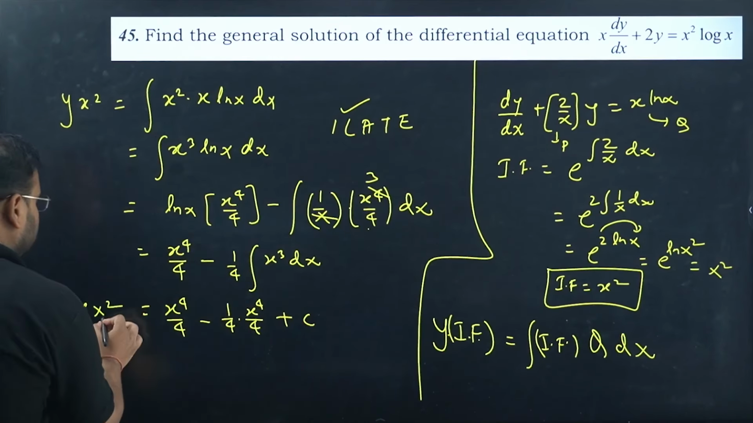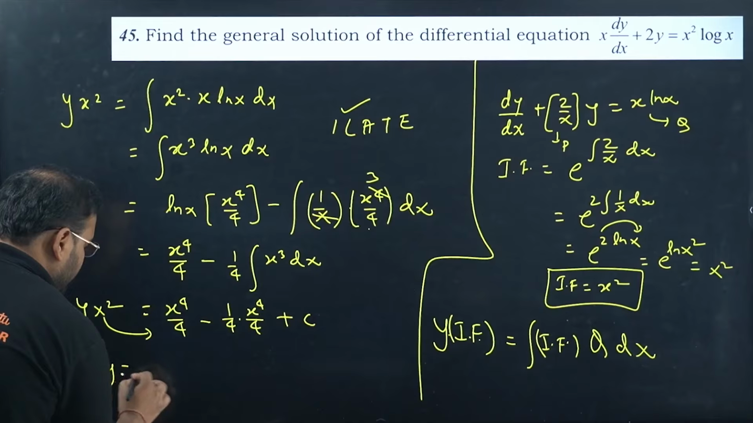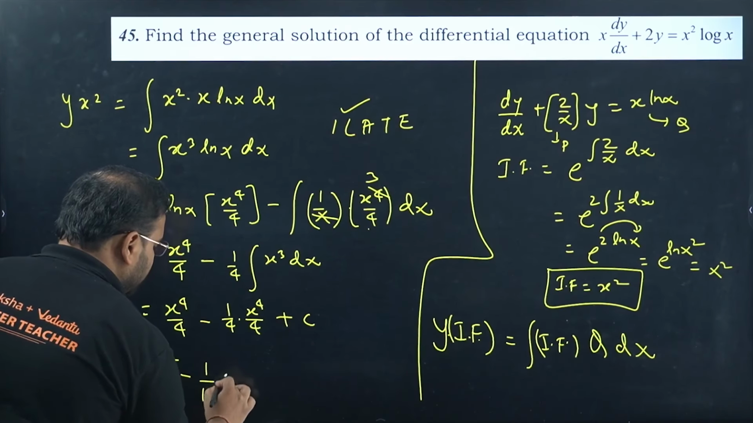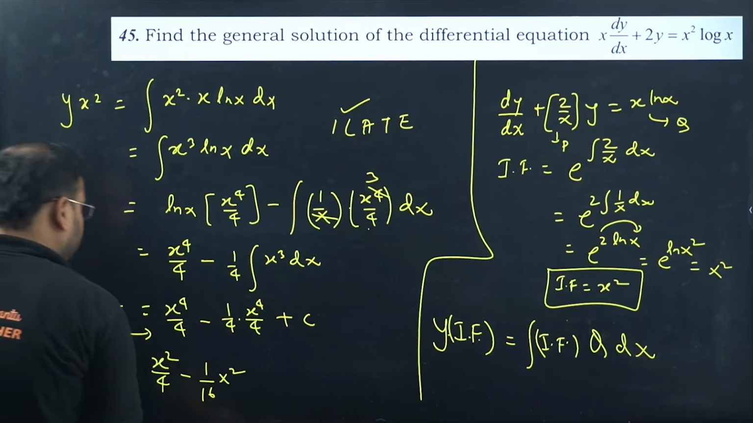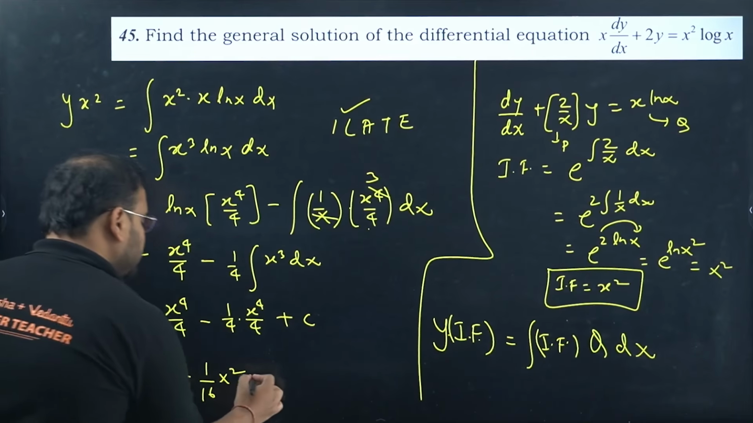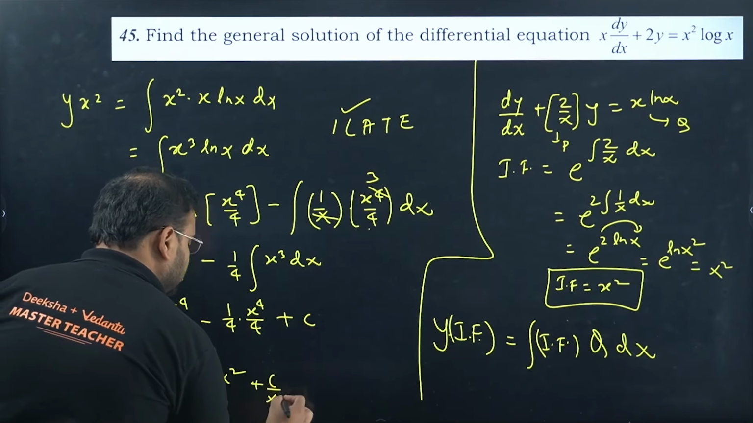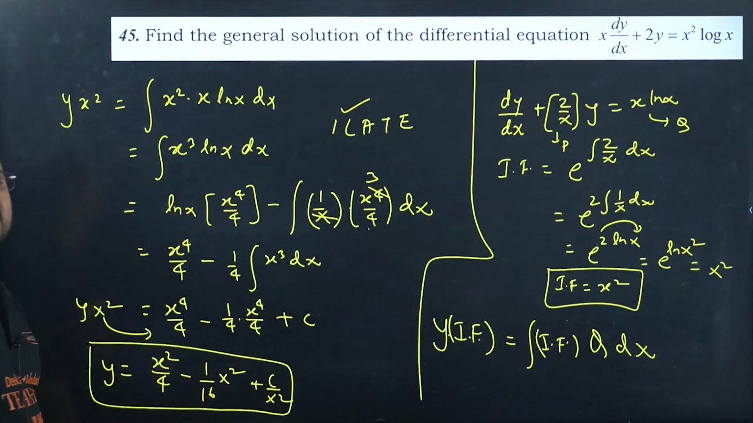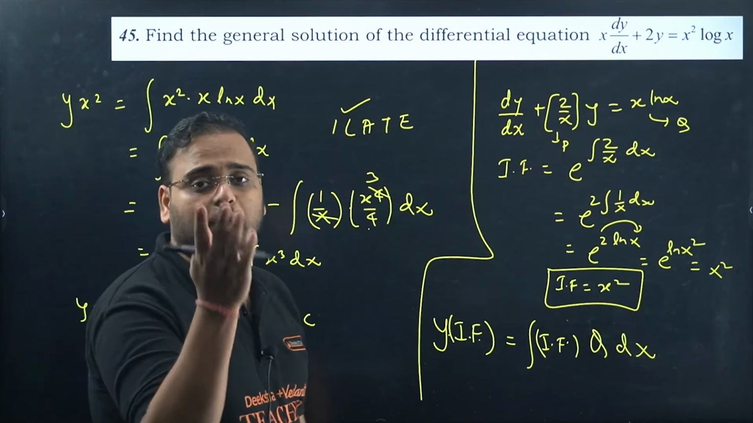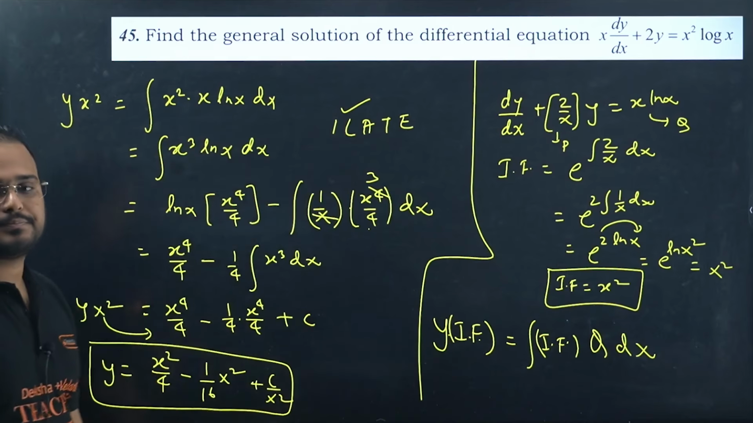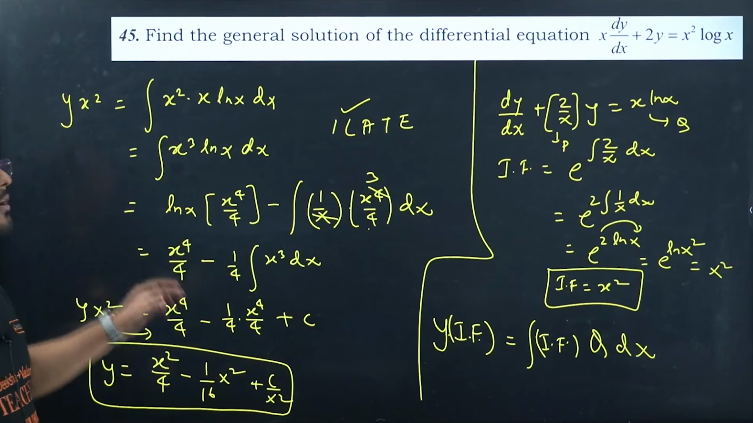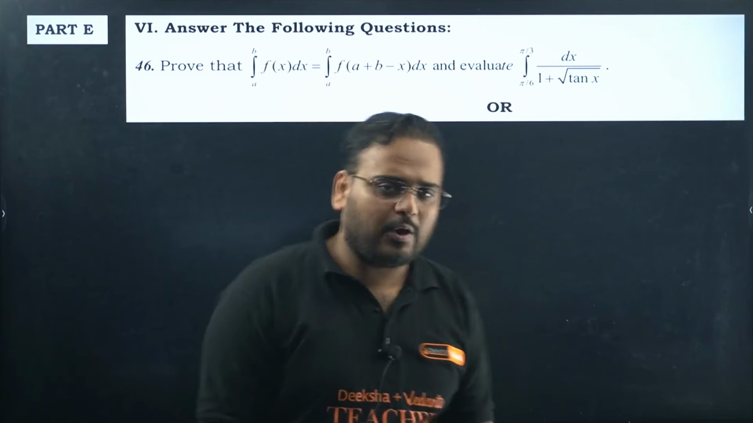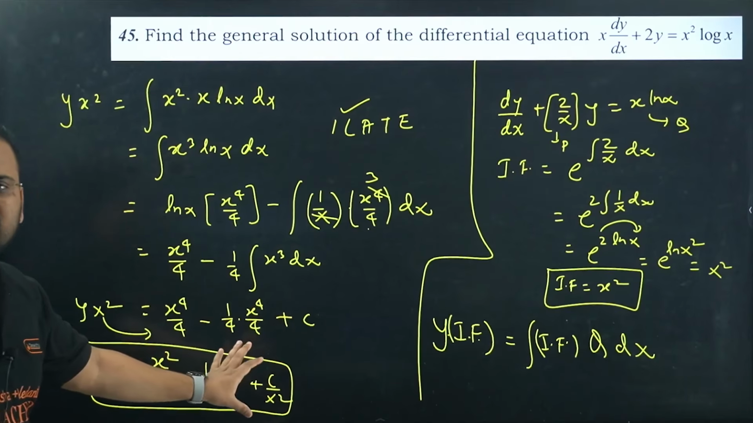Okay, I can move this x square to this side. I'll get y equals x square by 4 minus 1 by 16 x square, and c by x square is also there, so plus c by x square. Yes, of course you can simplify it further by taking LCM and writing this as c into x power minus 2, your choice of doing that. Okay, this is the answer. But yes, this can be simplified one more step, and then your 6 marker. I hope this is clear, right? Everything is clear over here.